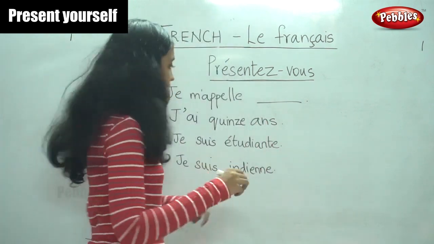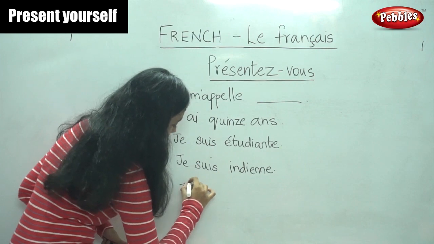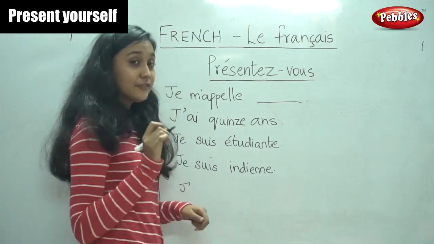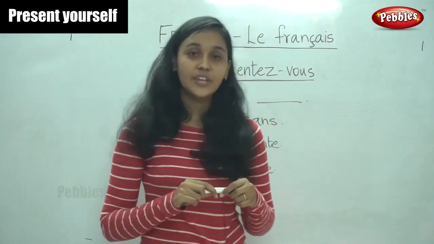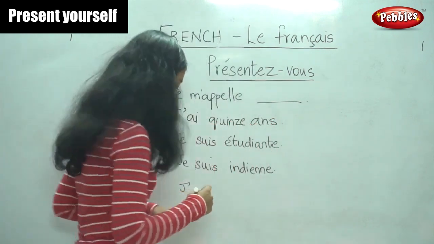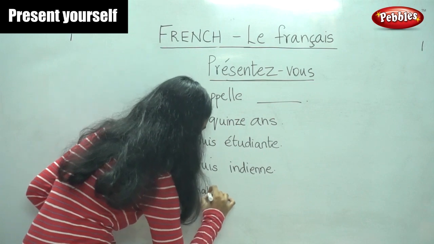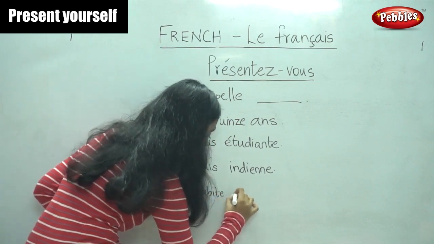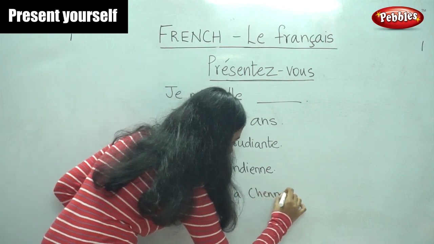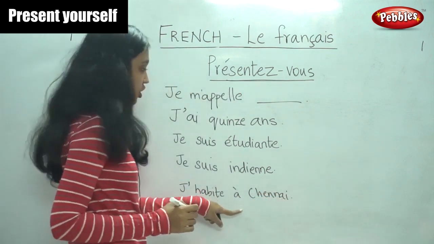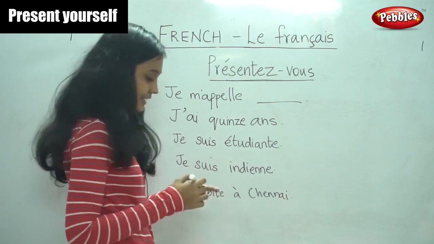For example, if you live in Chennai, you have already learned the verb habiter. Do you remember? Yes, it is an ER verb. Habiter means to live. So, j'habite. J'habite à Chennai. À means at or in. We will be learning the prepositions later.